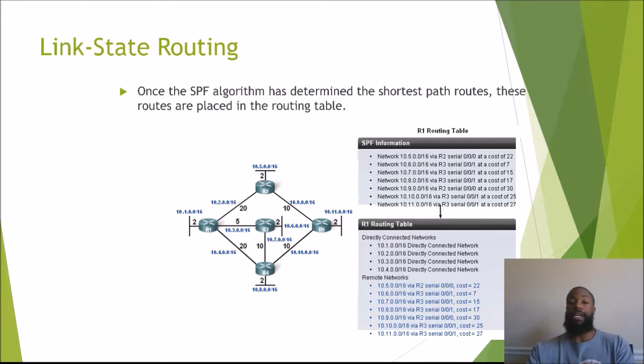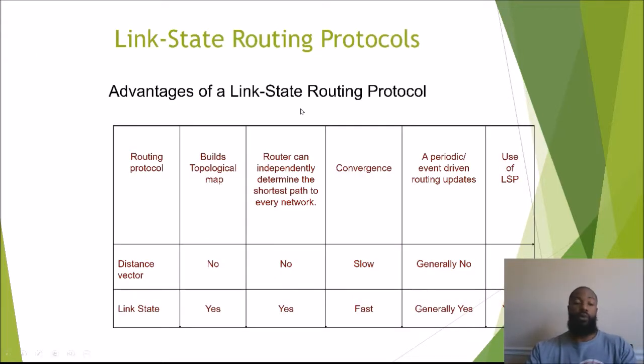Lab every day, hands-on. Here are the advantages of link state routing protocols. Right here we haven't added path vector, the third type. We should have had path vector added here to see the pros and cons. But as you can see, distance vector does not build a topological map. Link state does. The router can independently determine the shortest path.